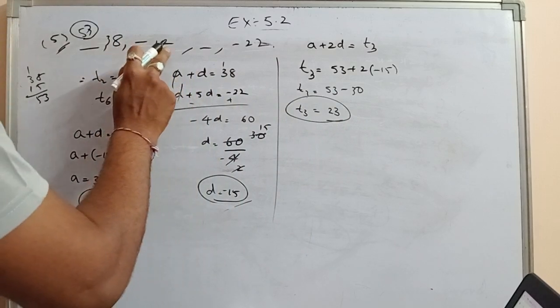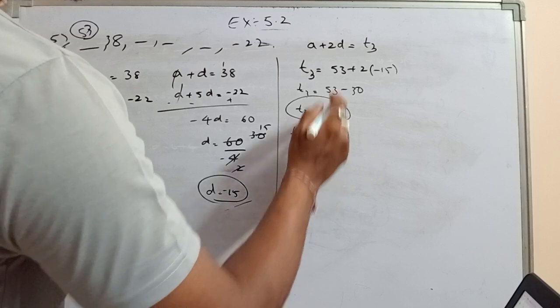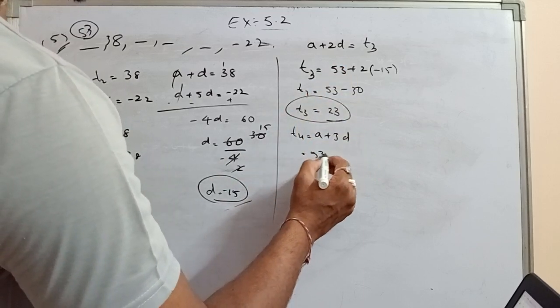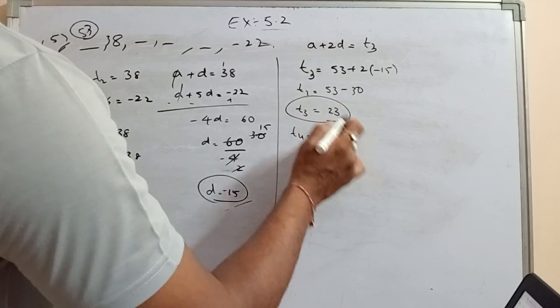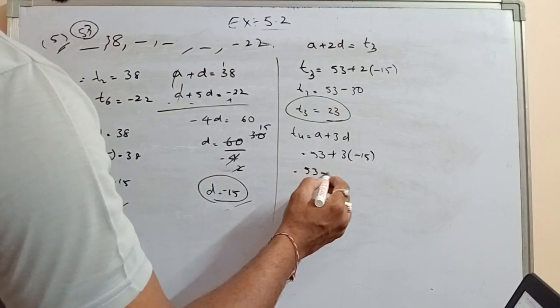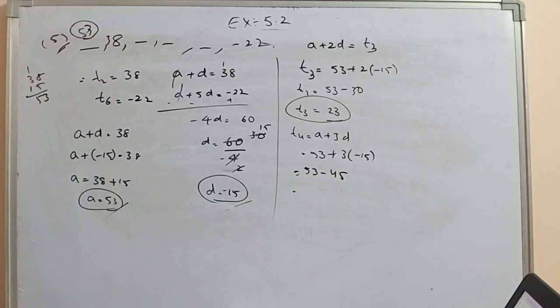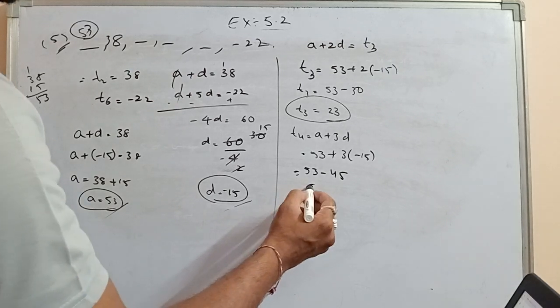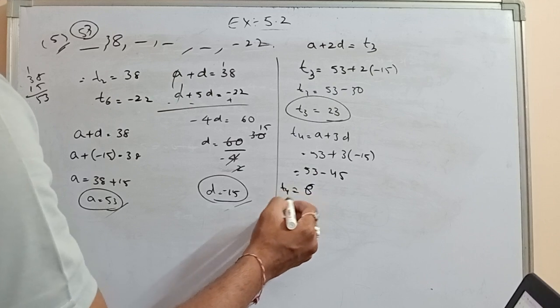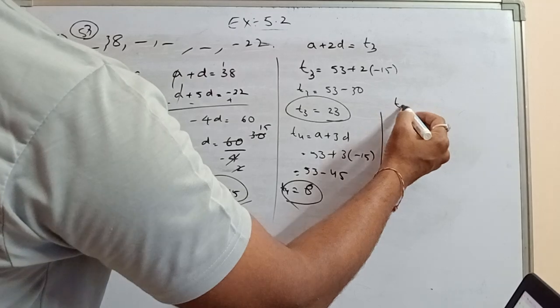T4 will be a plus 3d. The value of a is 53, directly substituting: 53 plus 3 into the value of d, which is minus 15. So 53 minus 45, it will be 8. So T4 will be 8.